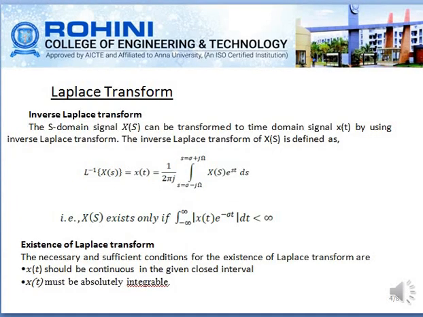Inverse Laplace transform: the s-domain signal X(s) can be transformed to the time domain signal x(t) using inverse Laplace transform. The inverse Laplace transform of X(s) is defined as L inverse of X(s), that is equal to x(t), equal to 1 by 2 pi j times the integral from s equal to sigma minus j omega to sigma plus j omega of X(s) e^(st) ds. Here X(s) exists only if the integral from minus infinity to infinity of x(t) e^(-sigma t) dt is less than infinity. That means it is absolutely integrable.